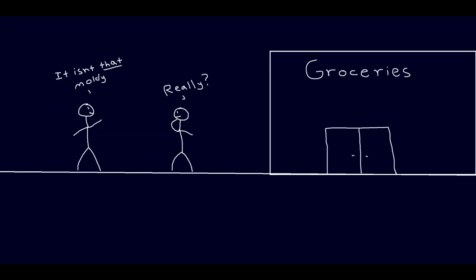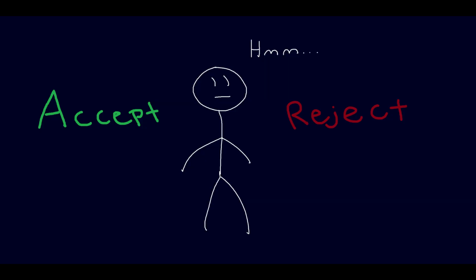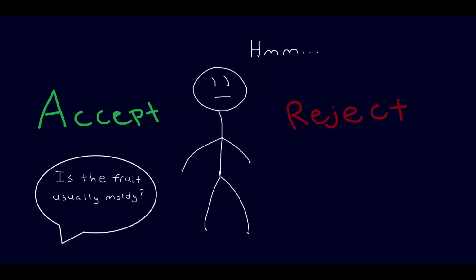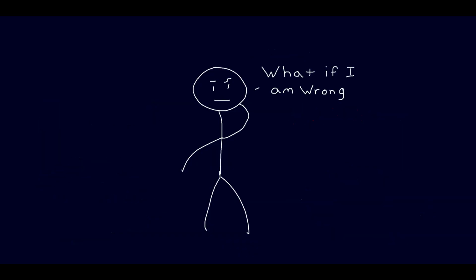So your friend claimed that a grocery store, which was known for 20% of their fruit being moldy, is actually closer to 4% from their experiments, with a p-value of 5%. You do have a large following on social media who might want to know about this, and you know that you have a choice. You can either accept or reject their claim and let your followers know. But what happens if you're wrong?